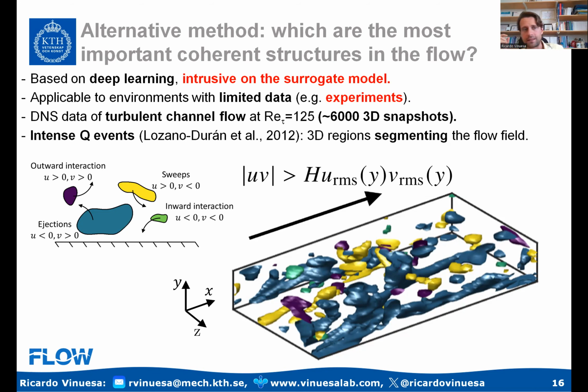And we start by looking at intense Q events. The intense Q events are defined by this equation that I'm showing you here. These are basically three-dimensional regions of high values of the streamwise and wall-normal velocity fluctuations. So these instantaneous values of the fluctuations need to be higher than the RMS of u and the RMS of v multiplied by some function H, which is a hyperbolic hole threshold. And this function H is decided such that we can maximize the number of extracted events. So at the end, we're just looking at three-dimensional volumes of intense Reynolds shear stress.